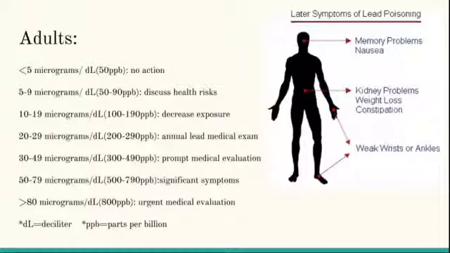So this is like yearly. If you have this amount of lead in your blood, then you would have to get a yearly exam to see if it has raised or lowered. 30 to 49 micrograms per deciliter is prompt medical evaluation. 50 to 79 micrograms per deciliter is significant symptoms, and then greater than 80 micrograms per deciliter is urgent medical evaluation. So this is the time where the doctor has to evaluate you and decide what course of treatment they want to take.